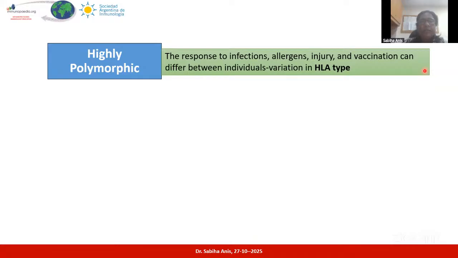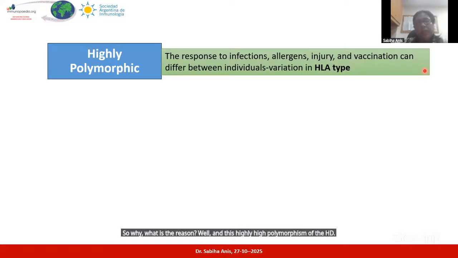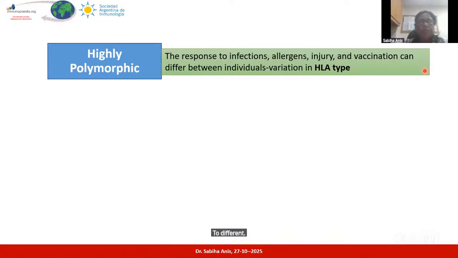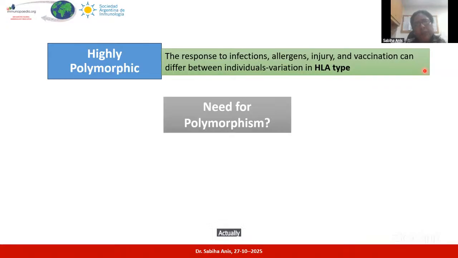Now, we have seen that these HLA molecules are very highly polymorphic. So why? What is the reason? This high polymorphism of the HLA molecules translates into the responses to infections, to allergens, to injury, even the response to vaccination, which differ so much between individuals. This variation in responses is actually because of the different types of HLA. So why is there a need for this polymorphism?